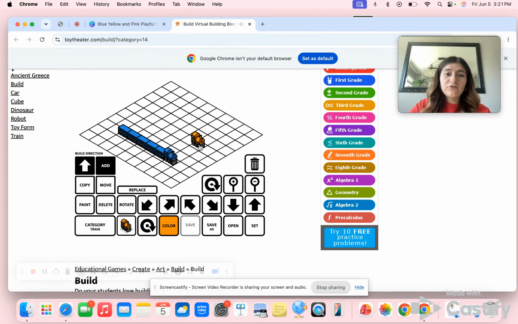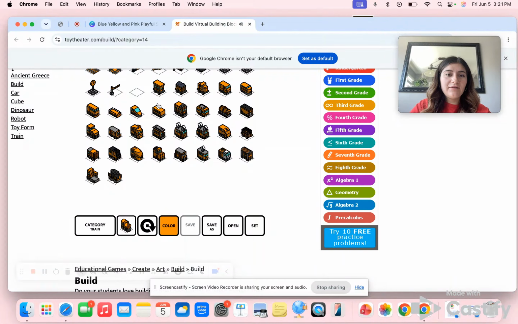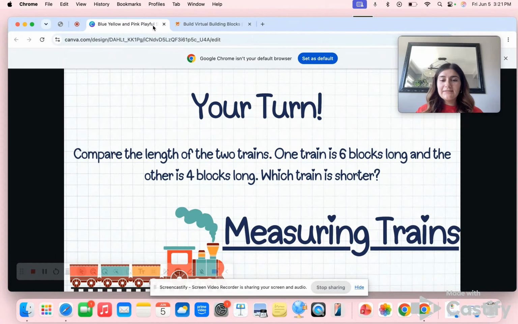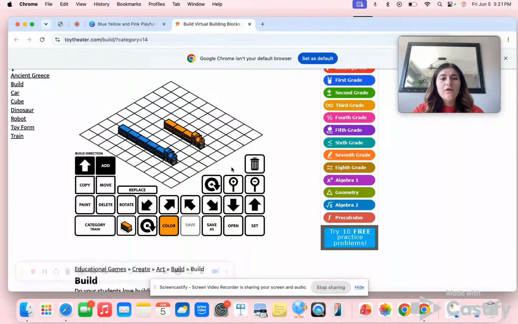So this will be our first block, the front of our train. And then let's do the rest. So 1, 2, 3, 4. So now we have our 4 block train. And the question is asking us which train is shorter. So let's look at the different angles of this train.